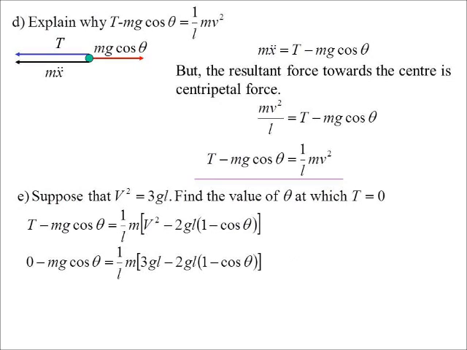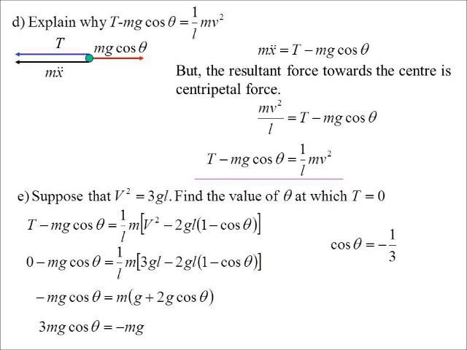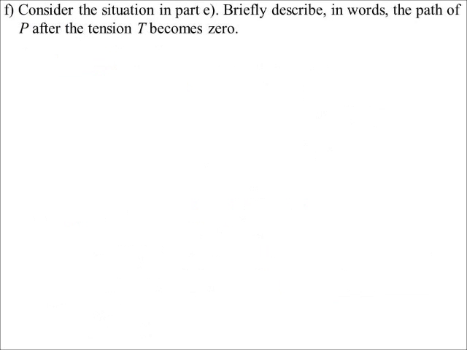But tension is 0 for this problem, and v squared is 3gl, so I've substituted both of those in. Remember, we're trying to make theta the subject. We're trying to find the angle. So minus mg cos theta is now equal to, well, I can multiply by L, which gets rid of the L's there, and we've just got g plus 2g cos theta. So 3mg cos theta is minus mg, so cos theta is minus 1/3. That's about 1.911 radians. So consider that situation.